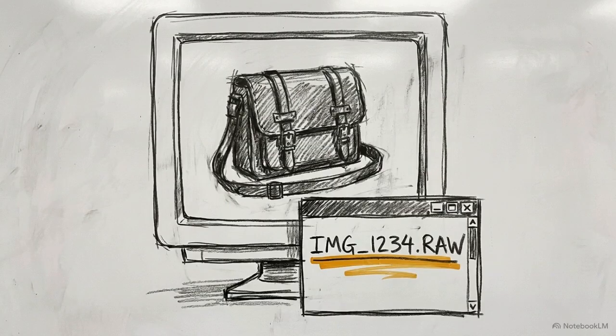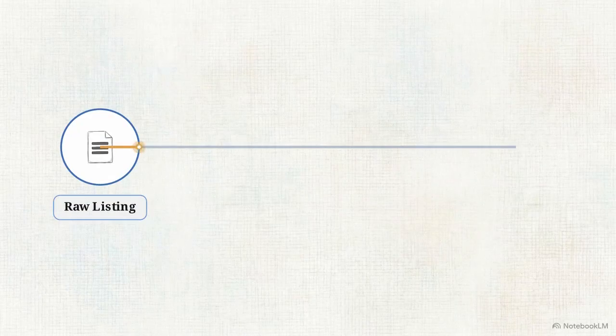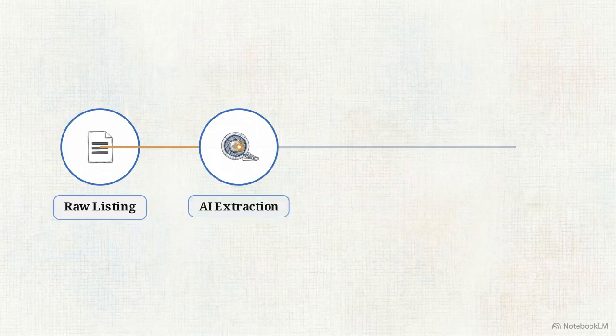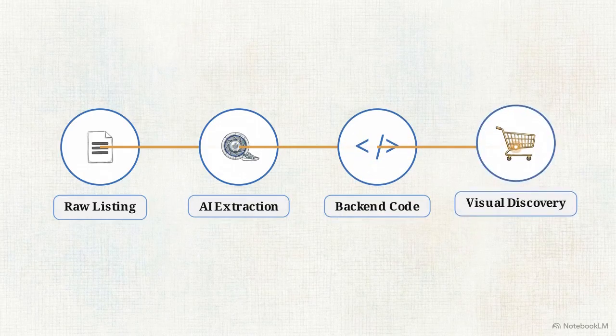But if your product images aren't specifically formatted for optical algorithms to read them, your inventory doesn't exist to those ready-to-buy shoppers. Today, we are going to take one raw product listing and trace the exact optimization steps from the initial image file to the back-end code so you capture that visual discovery traffic.